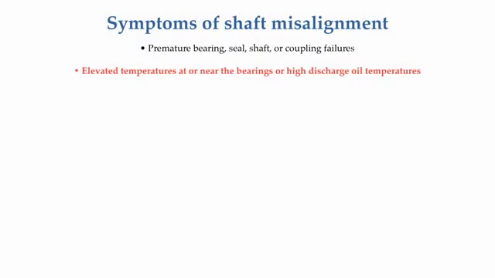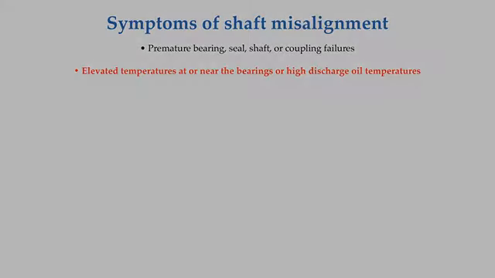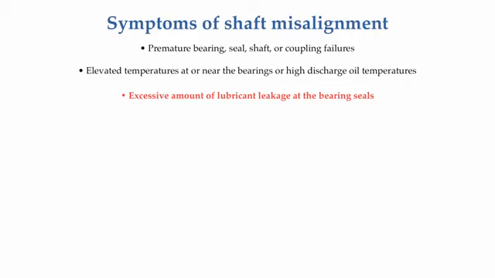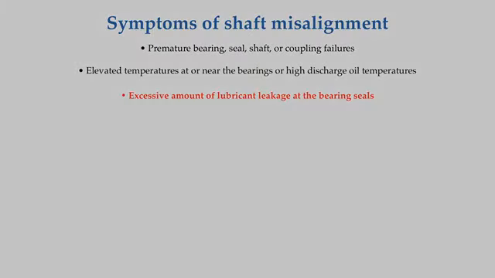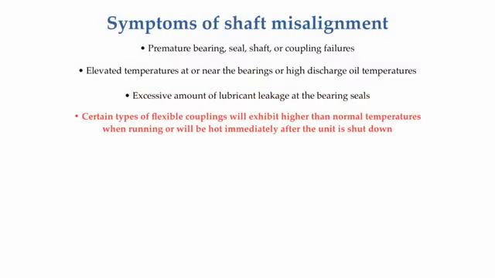Returning back to our list of the symptoms of shaft misalignment, you might also notice higher bearing temperatures or higher than normal discharge oil temperatures. Another symptom is excessive amount of lubricant leakage at the bearing seals. Another symptom of shaft misalignment is that certain types of flexible couplings will get hot when the drive system is running. Around 1991, two technicians at a beverage manufacturing facility in California ran an extremely interesting and revealing experiment.